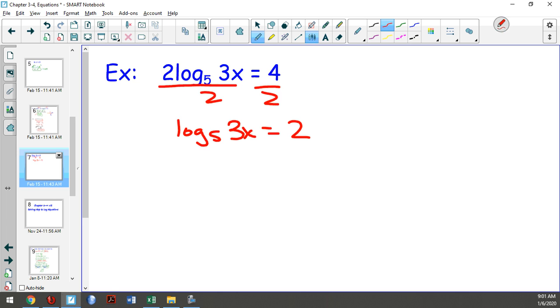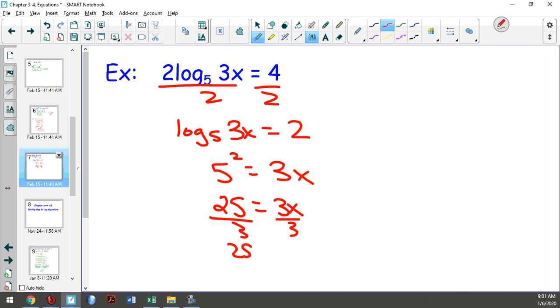So your brain wants to write this as an exponent. That's fine. Same thing, right? 25 is equal to 3x. Divide by 3. 25 over 3 is equal to x. Do we understand that, yes or no? You good?